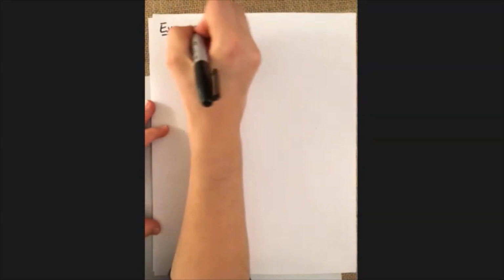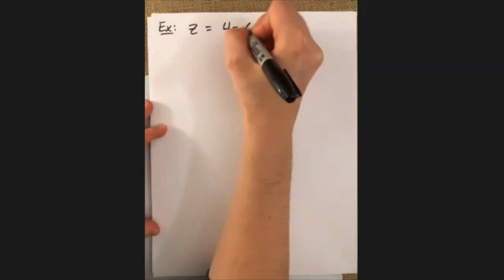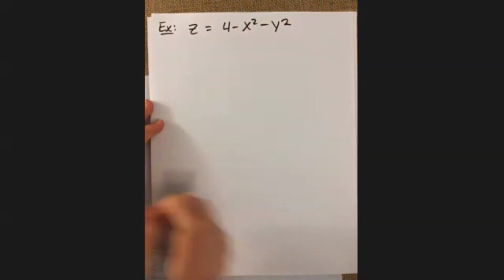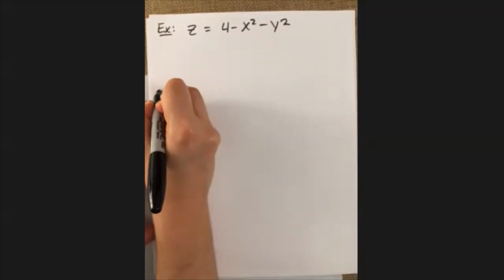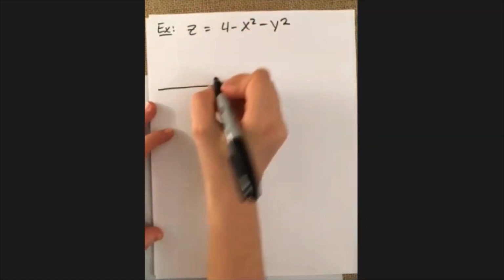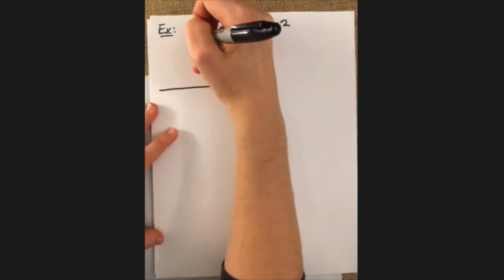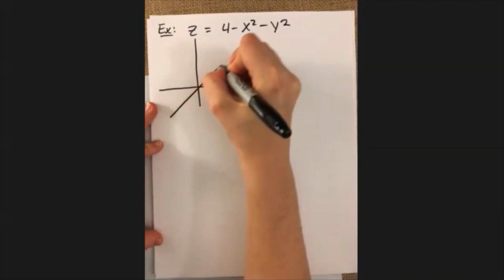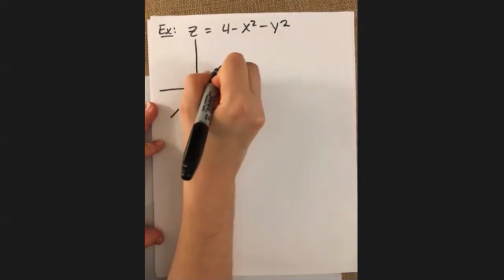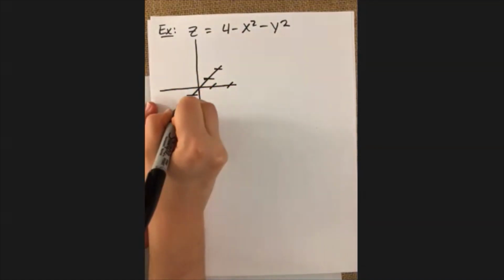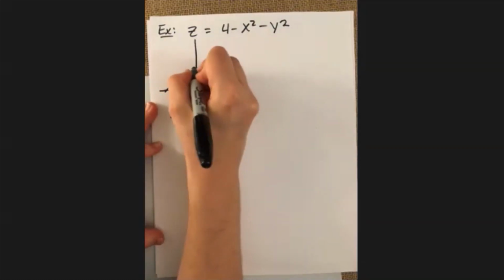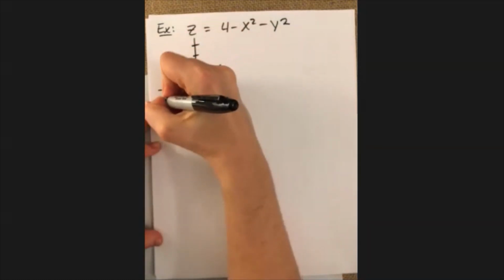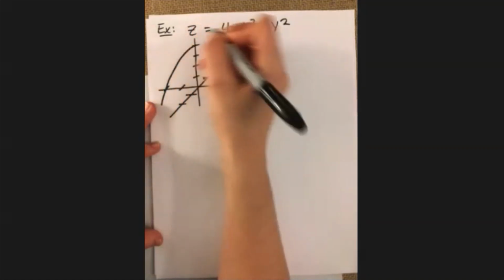So let's work an example. It's going to be a modification of what we just looked at. We're going to take z equal to 4 minus x squared minus y squared. And this one, I am going to go ahead and draw the graph just so we can keep track of what we're doing. This graph is really just a paraboloid that has been flipped over and then shifted up 4 units. So it'll look something like this.